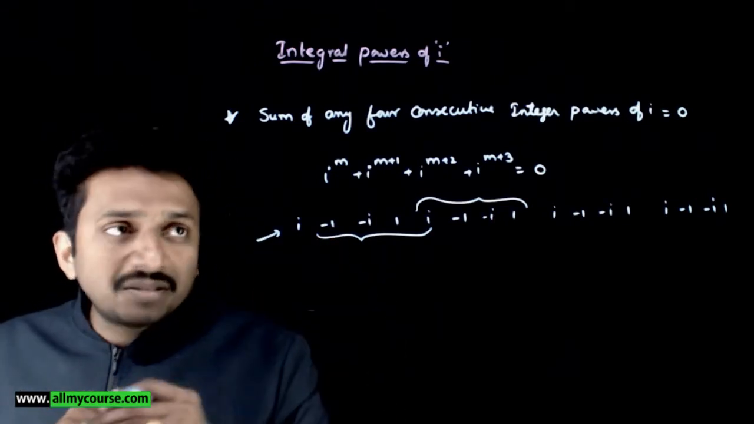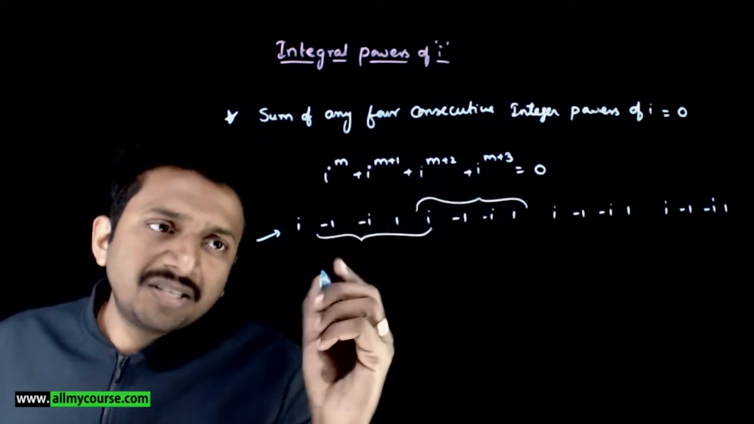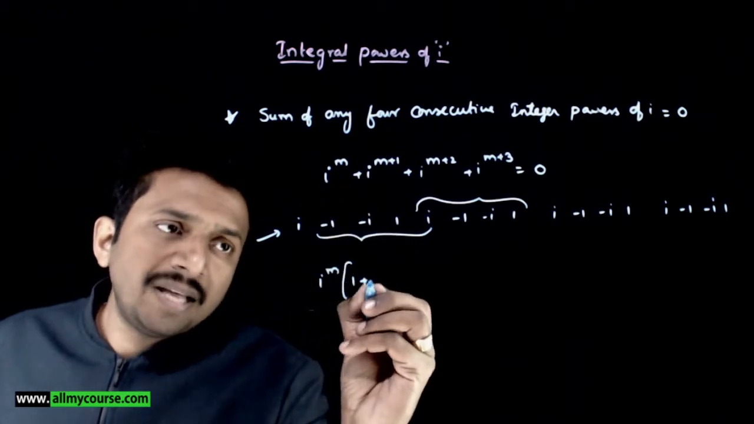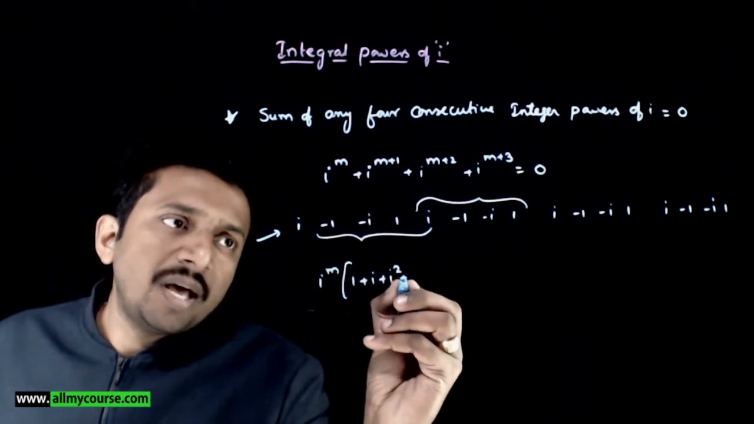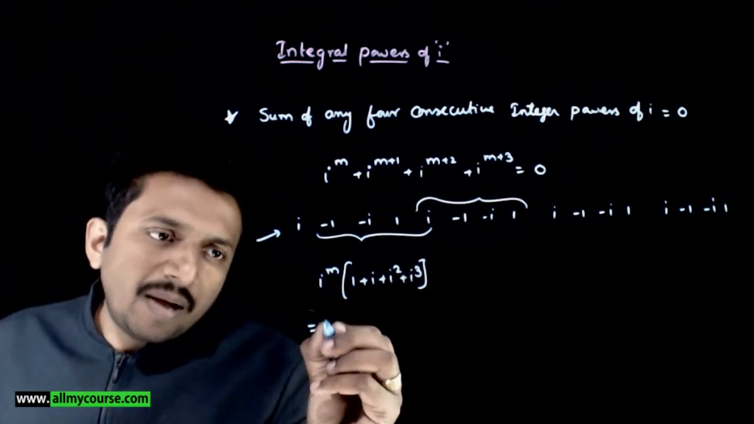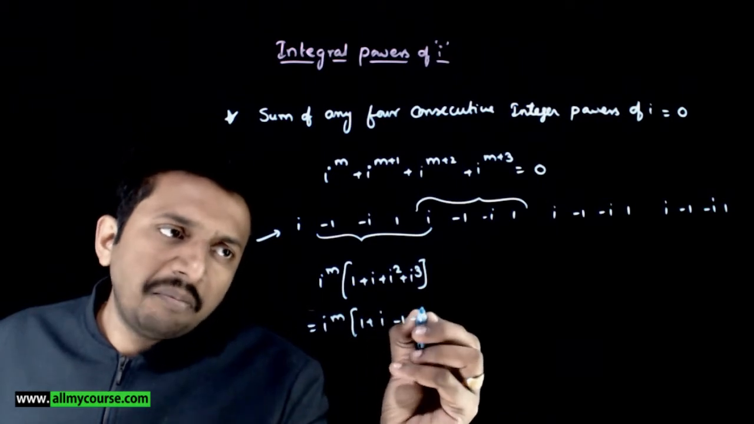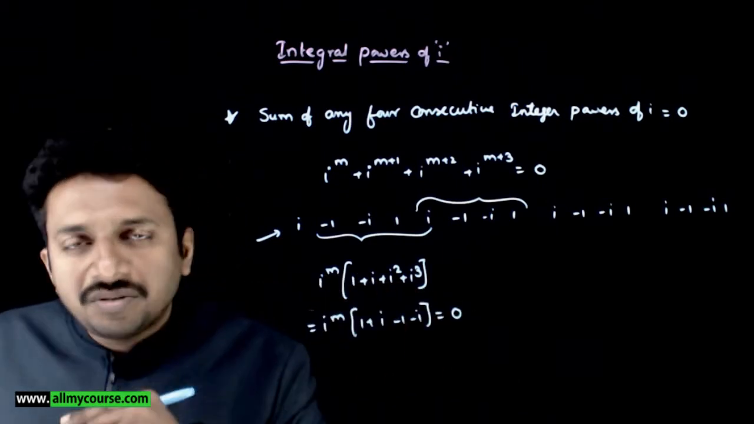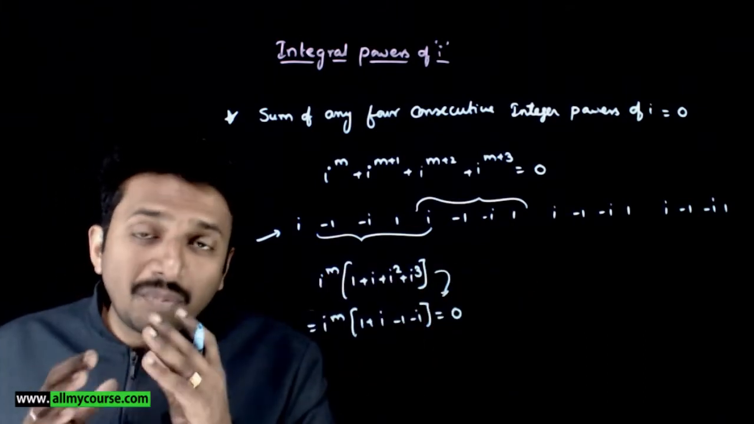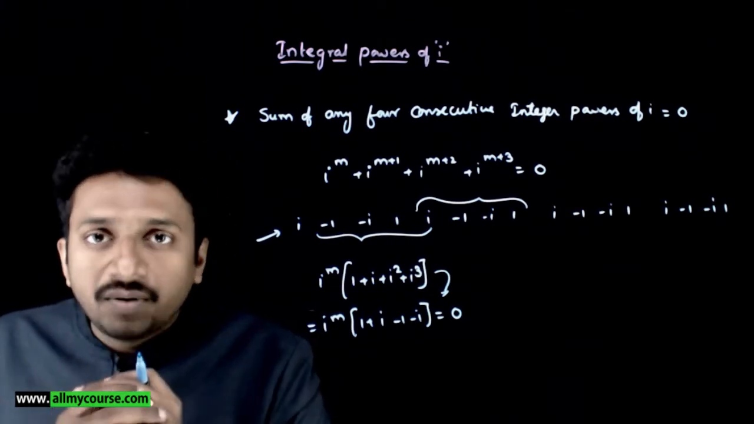You can also derive this, because this expression is nothing but i power m times 1 plus i plus i square plus i cube, right? That is equal to i power m times 1 plus i minus 1 minus i, which is equal to 0. You can prove it in this way also. The sum of any 4 consecutive powers of i will always be equal to 0.